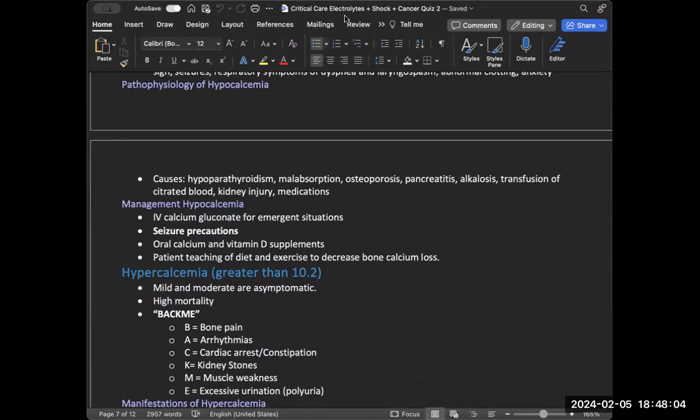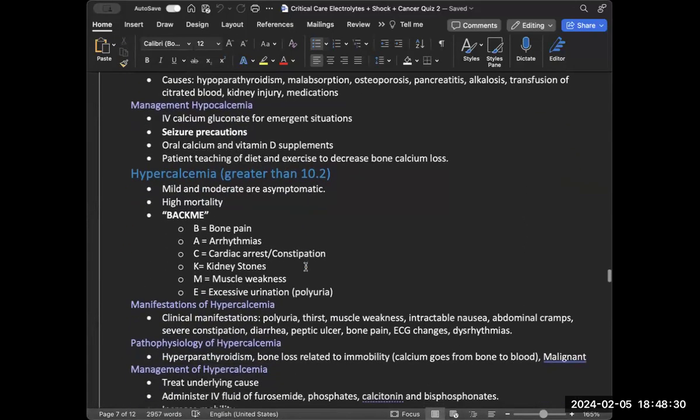Now, we already talked about patho, right? Hypoparathyroidism can cause hypocalcemia, but what else can cause it? Well, a vitamin D deficiency can cause hypocalcemia, malabsorption, right? If you're not taking enough or the intestines aren't working, osteoporosis, pancreatitis, kidney injury, and even medications, right? Like diuretics.